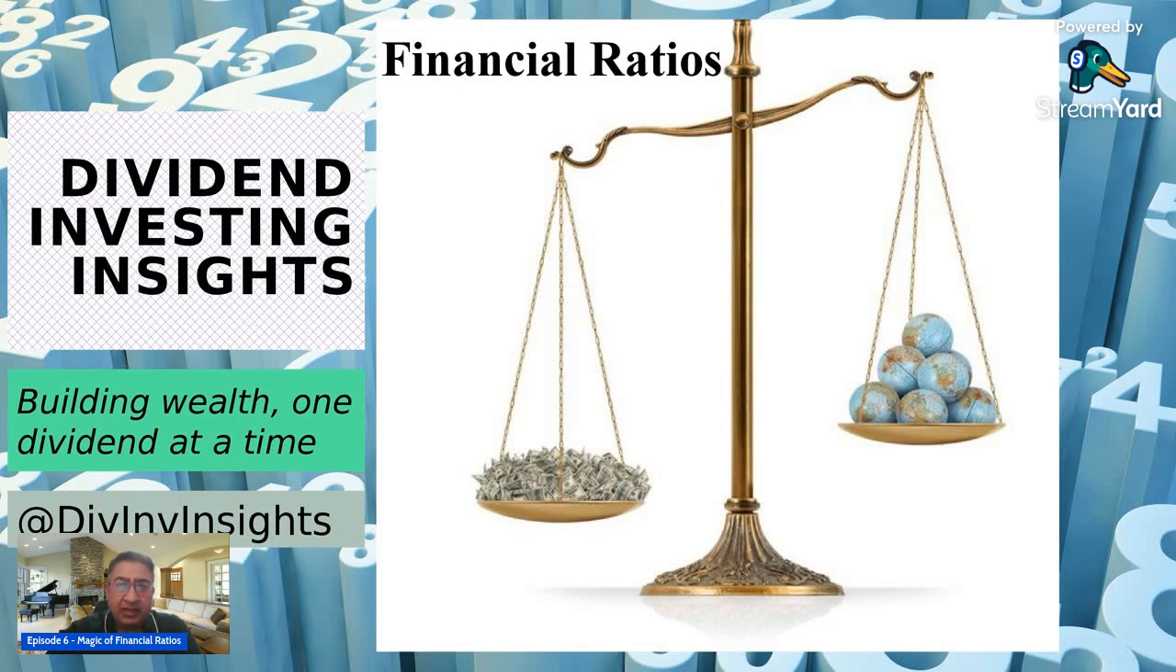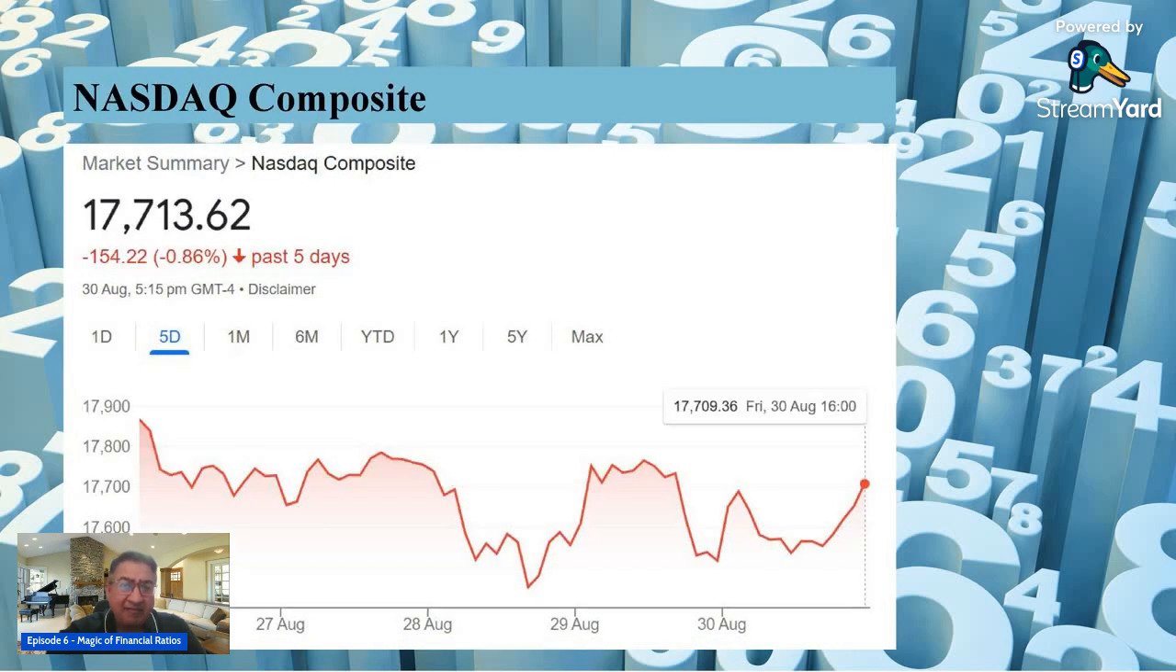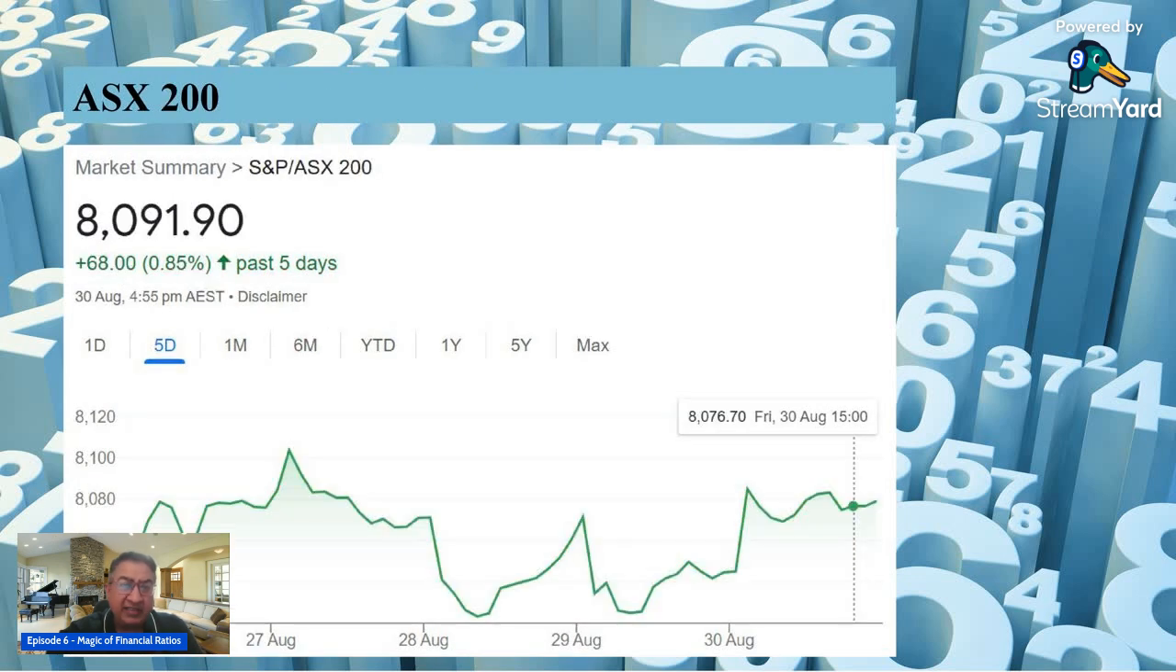Before we start the episode for this week, a quick recap for the week's markets. The share markets were mostly flat with S&P 500 gaining a marginal 0.15%. Nasdaq fell a small 0.86%, while locally here ASX 200 gained 0.85% to end at 8,091.9 points.